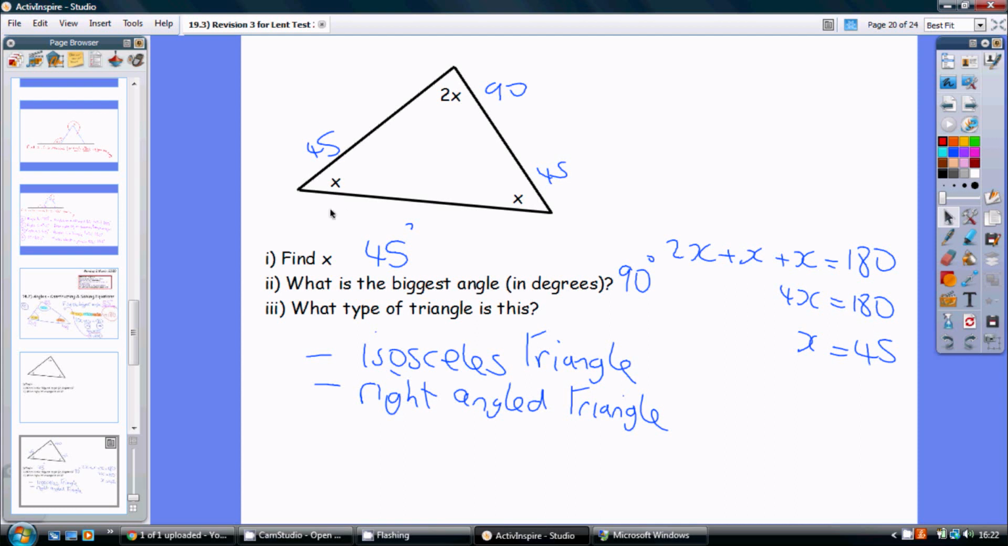So 45, 45, 90. What type of triangle is it? It is an isosceles triangle because the two sides are the same, and the base angles are the same. And also it's a right angled triangle because one of the angles is 90 degrees.